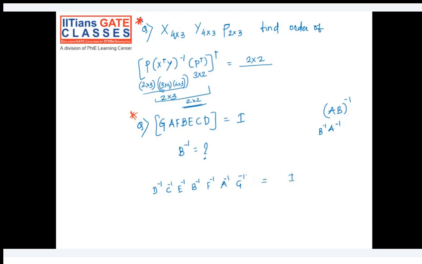Okay, so ultimately what we will end up with is E C D I G F. I is the identity matrix, so you can ignore it. Either you can write it or you can ignore it. But your sequence is E C D G A F. Are you following these two questions? Does anyone have any doubt in this? Feel free to ask if you have any doubt.